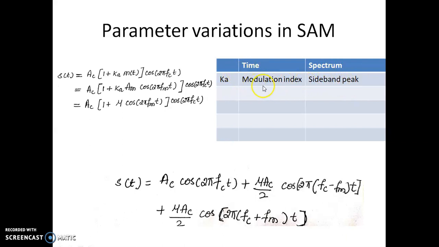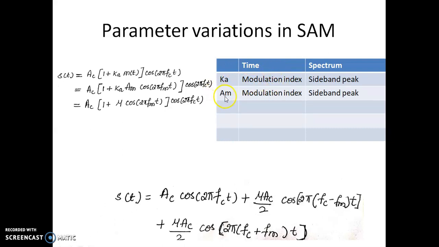In the time domain, we can see there is a change in the modulation index. If I change the amplitude of the modulating signal, it will again change the modulation index in the time domain, and in the spectrum we can certainly see the sideband peak is going to change. So that is the observation we can make in the spectrum.